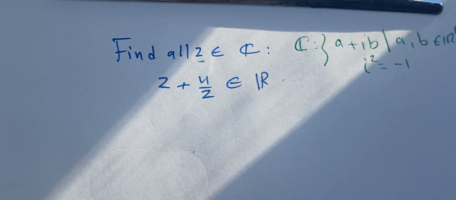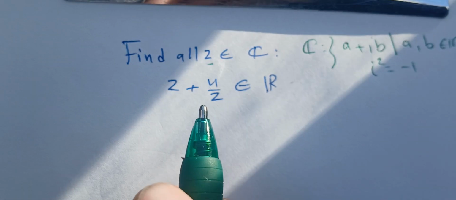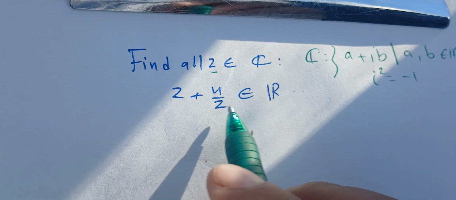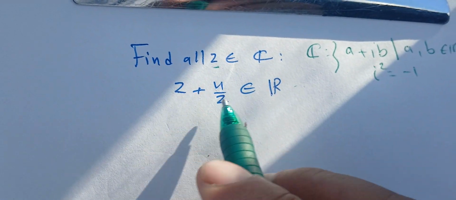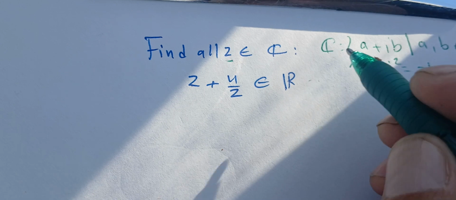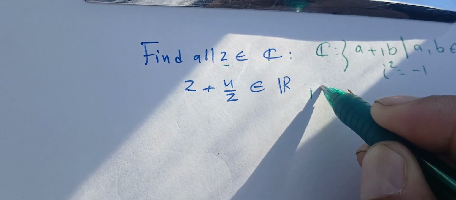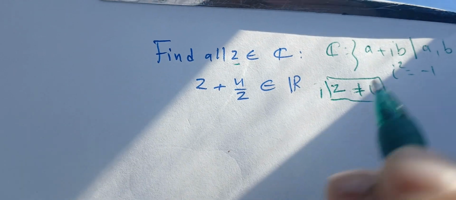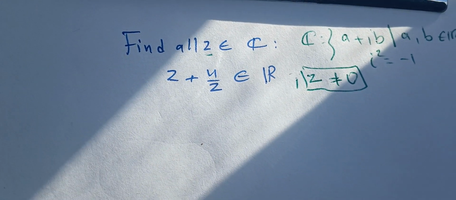Okay, here the first thing that we need to note is that we have this 4 over z. We don't want to divide by zero. Therefore, the first thing that we require is that z must be different from 0. So this is the first condition that we need to have.